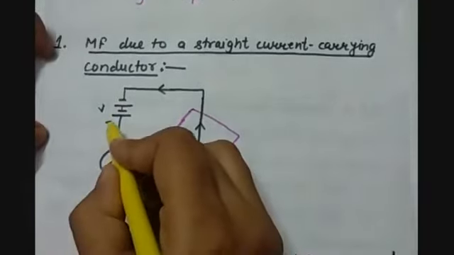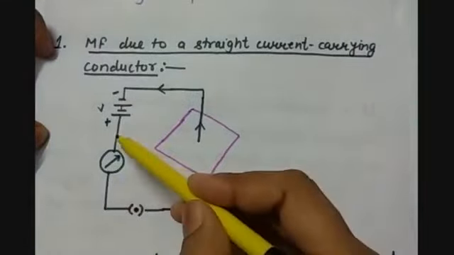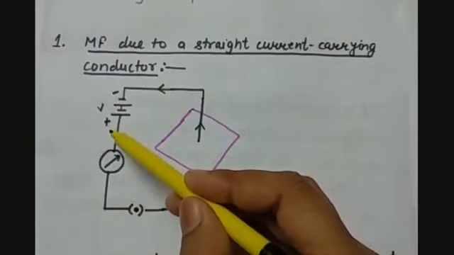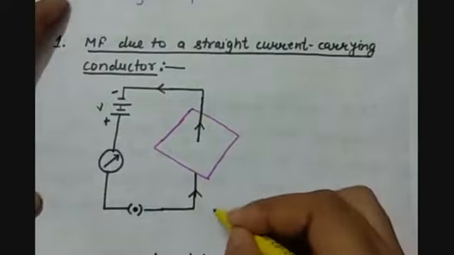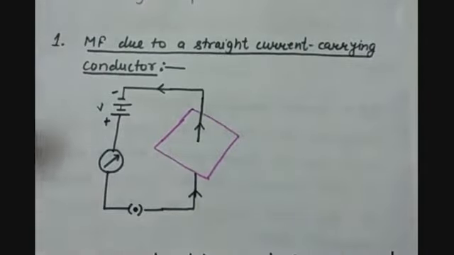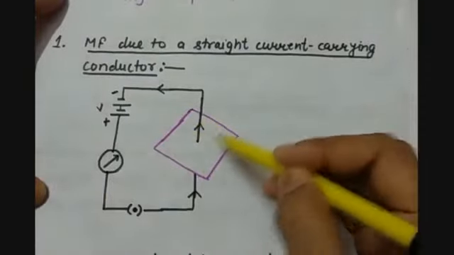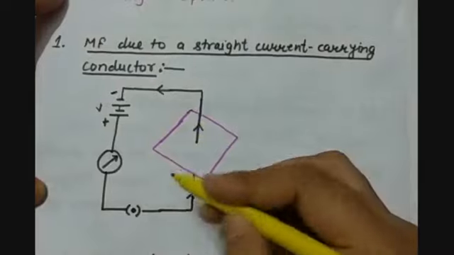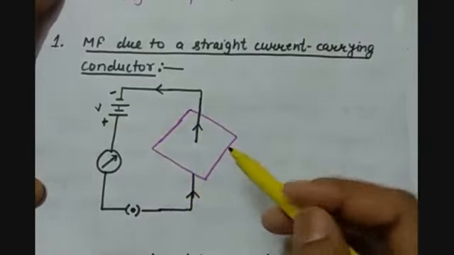The current will start flowing in this wire. As this is the positive terminal of the battery and this one is the negative terminal of the battery, the current will flow in this direction. You can say from down towards up. So what we have to do? We have to sprinkle the iron filings on the cardboard. And when the current starts flowing through it, what will happen?